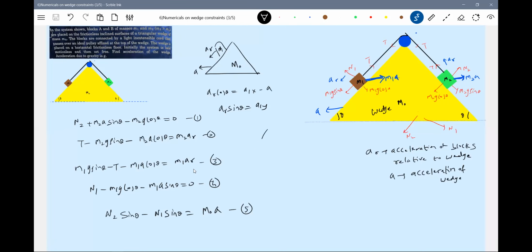Now for the other block, it will be a little bit different. Very good question. You can learn so many things here. And the wedge is moving like this. How do we write here now? AR cos theta should be equal to A2x minus A. Again we get A2x. Then what about AR sin theta? AR sin theta equal to A2y. Solving these, once you get AR, everything else we can find out.